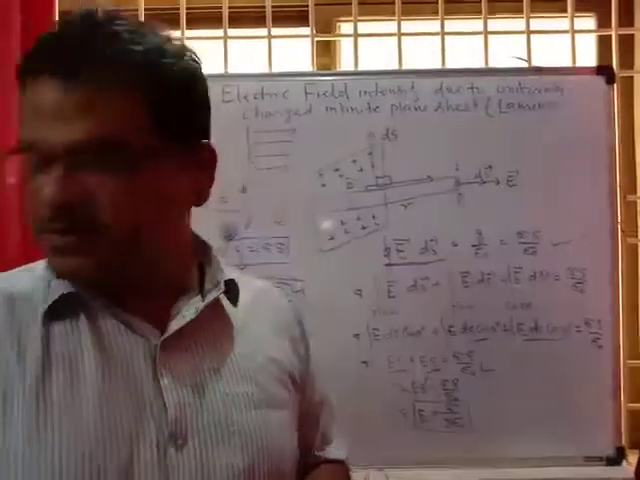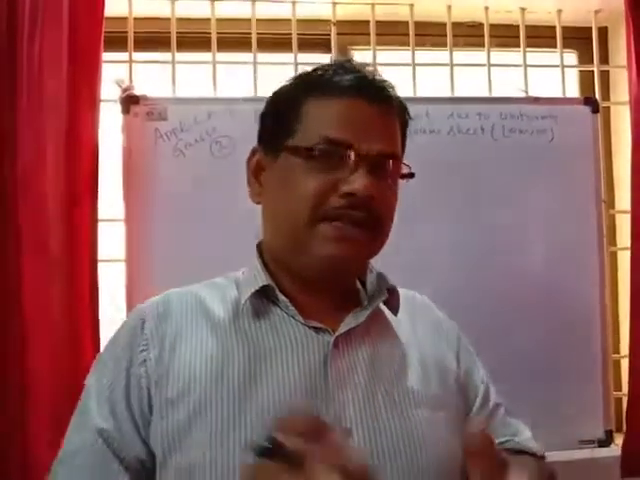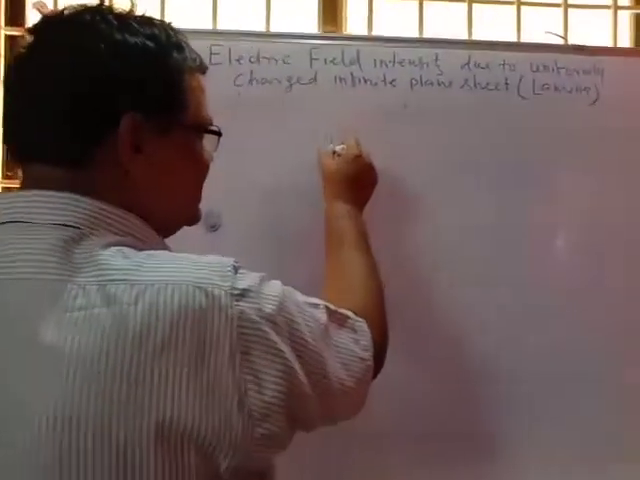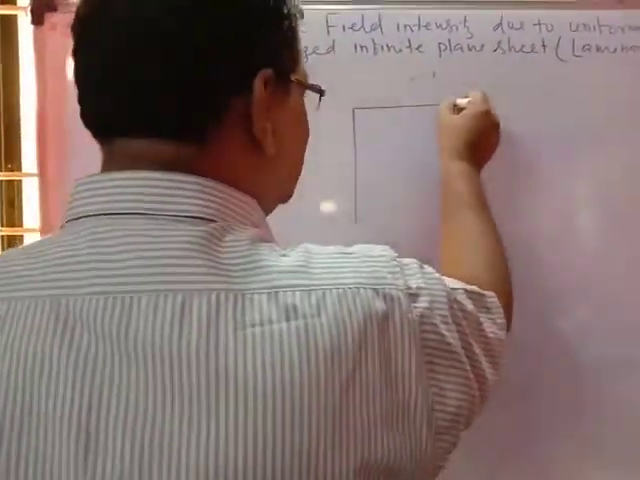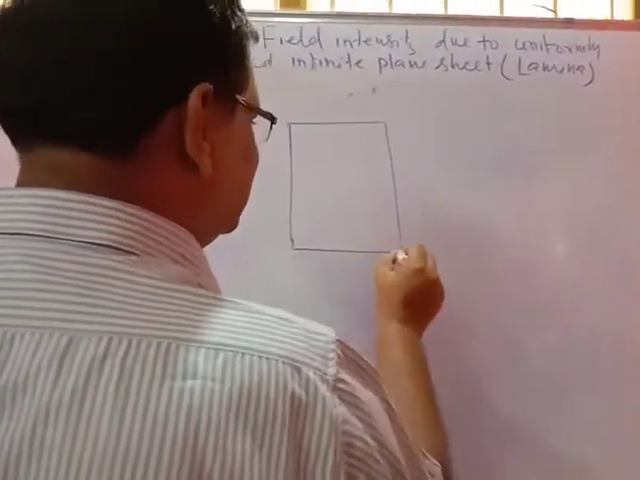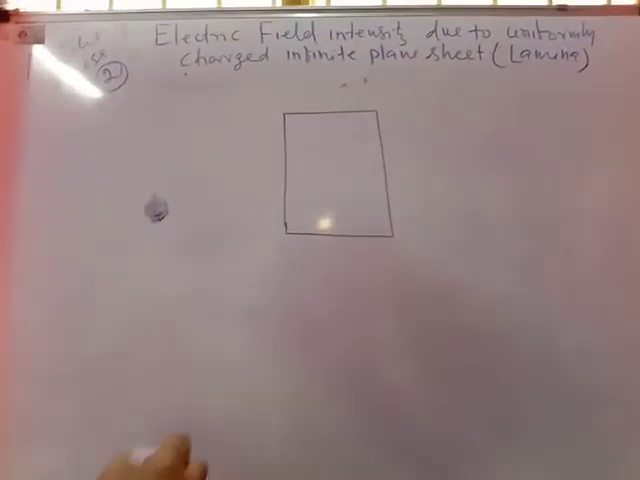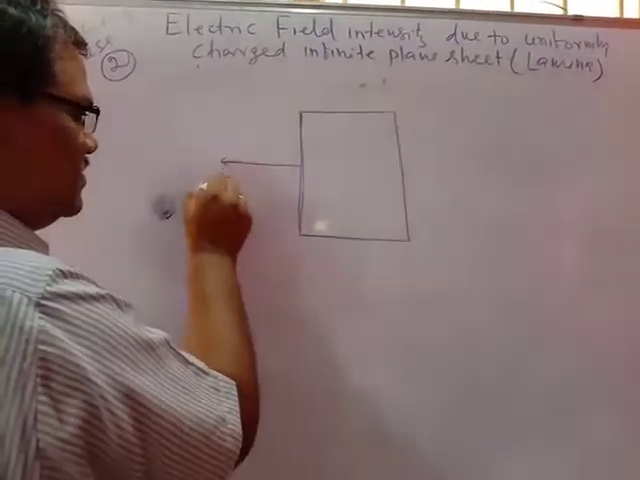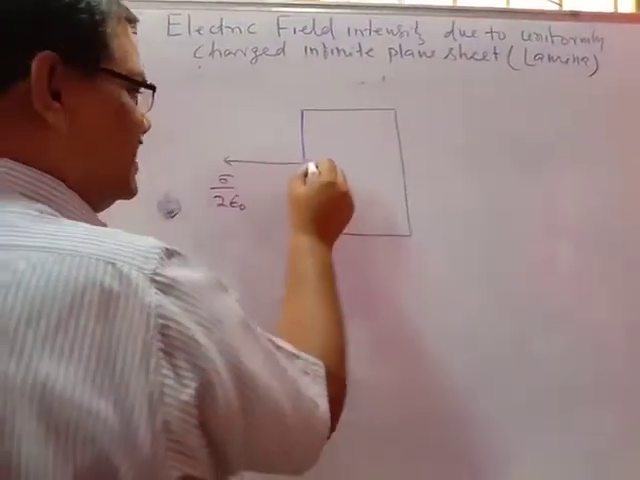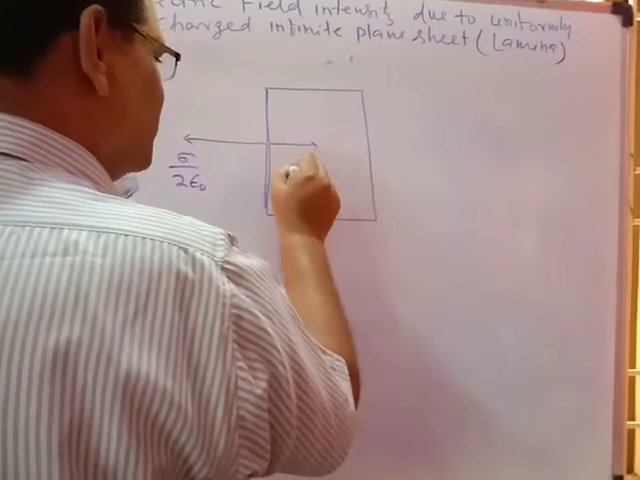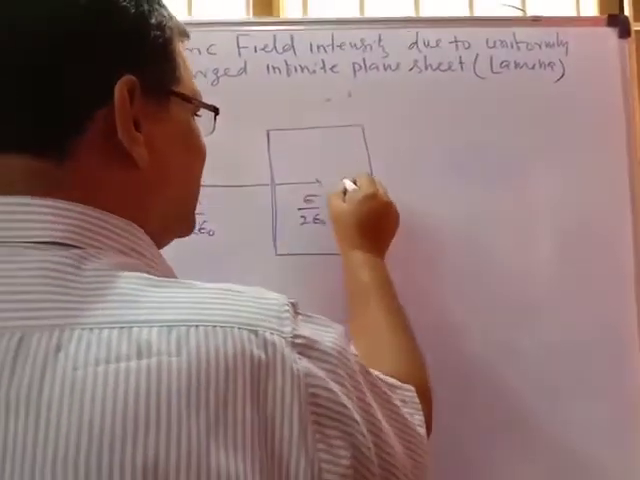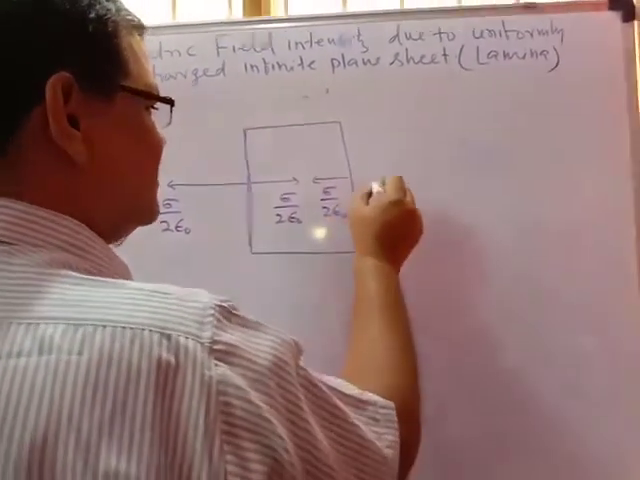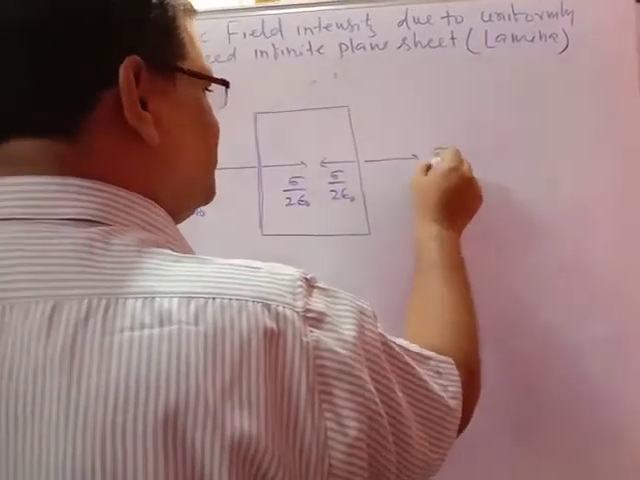Another important thing I would like to tell you now: for a finite and thick sheet, what will be the condition? Suppose a thick metallic sheet is charged. So what will happen? Due to this side, you get the electric field intensity along this way, equal to sigma upon 2 epsilon naught. And on this side also you get sigma upon 2 epsilon naught, and this side also you get sigma upon 2 epsilon naught.